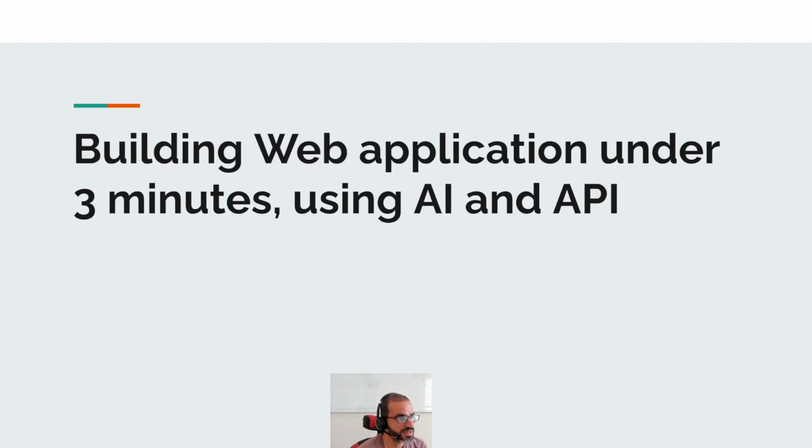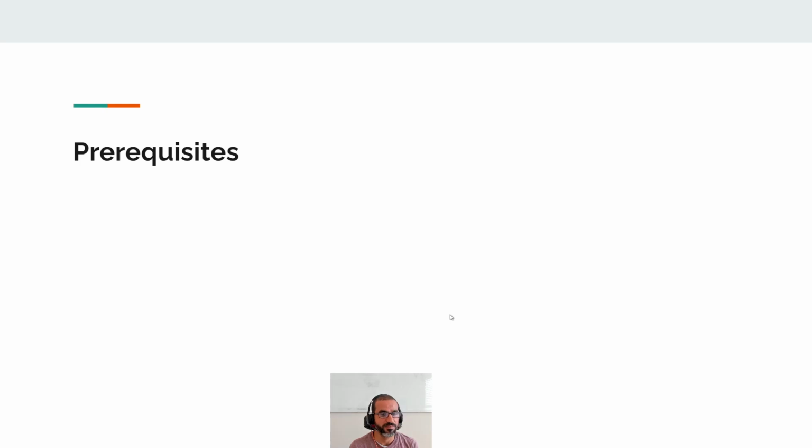Hello, I am putting together a video around building a web application in under 3 minutes using AI and consuming an API. Just a quick overview of the prerequisites: I will be using Visual Studio 2022, leveraging GitHub Copilot for my AI piece, and consuming the Alpaca API.